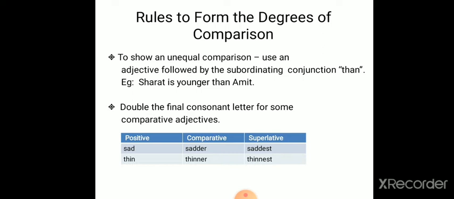Second rule is, double the final consonant letter for some comparative adjectives. Like for example, sad. So in comparative degree it will become sadder. That means the last consonant will be doubled and er will be used, and est will be used with the adjective. So sad will become sadder, and in superlative degree it will become saddest, thin, thinner, thinnest. So these are the words where we have to use double consonant and then add er and est in the comparative and superlative degree.